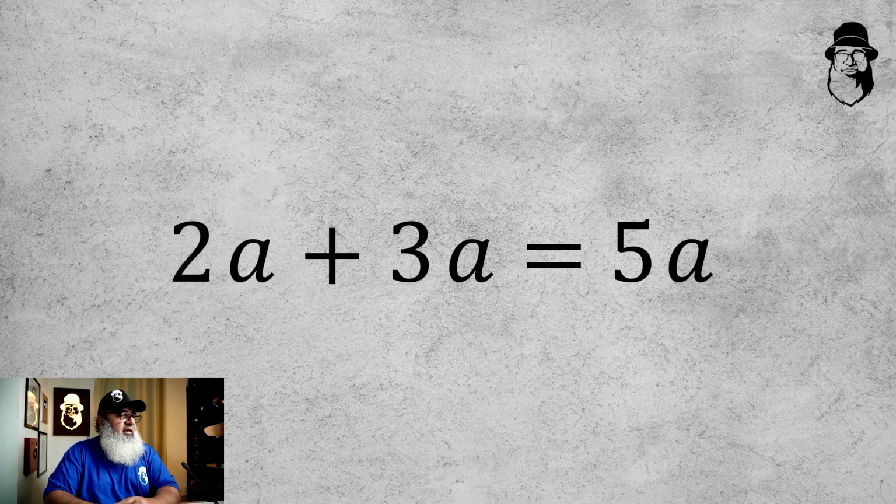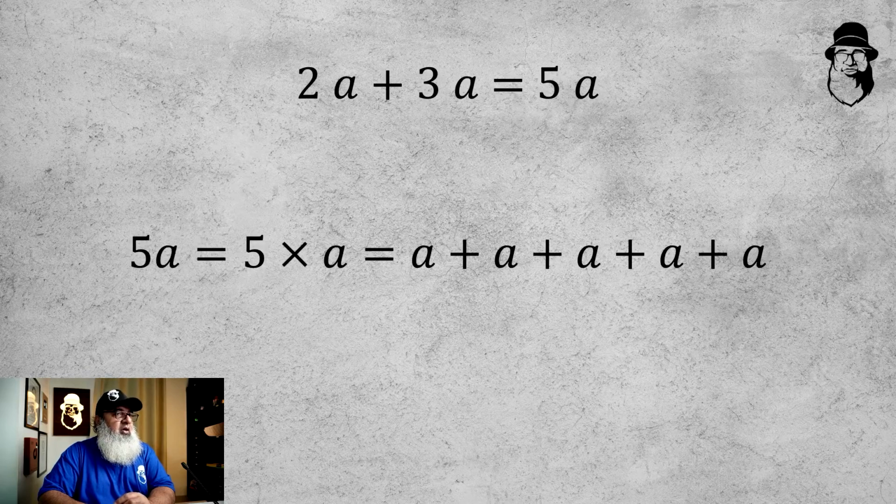So let's say we see, for example, 2a + 3a = 5a. This tells us that whatever a is, if two of them are added to three of them, then there will be a total of 5 of them. So 5a means 5 times a, that is a + a + a + a + a.